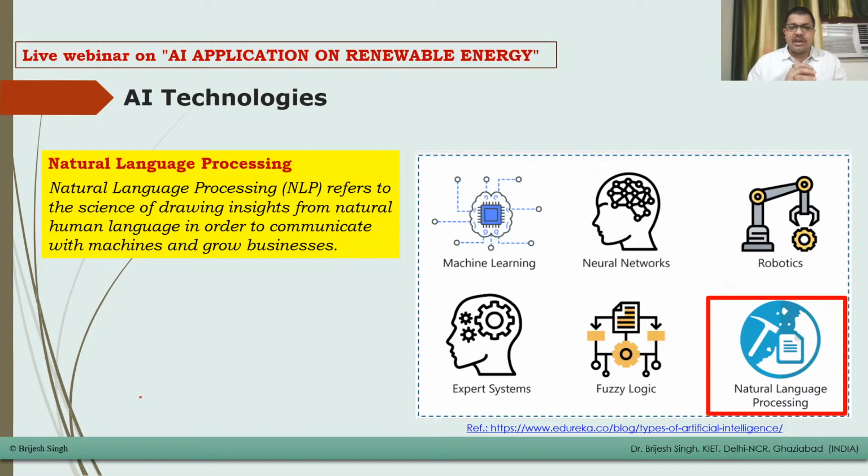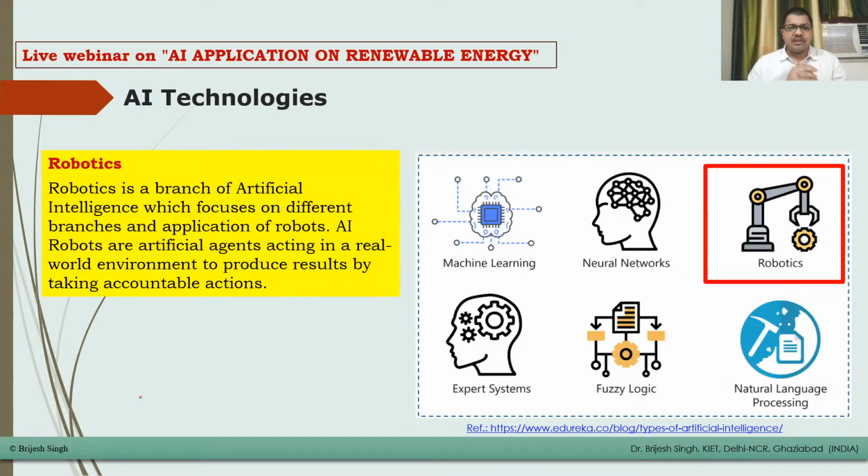Now third is natural language processing. Natural language processing refers to the science of drawing insight from natural human language in order to communicate with the machine and grow business. Basically it is useful for developing businesses and other things. If you want to communicate information from one machine to another machine, we require language transfer. So natural language processing is good for this kind of activity.